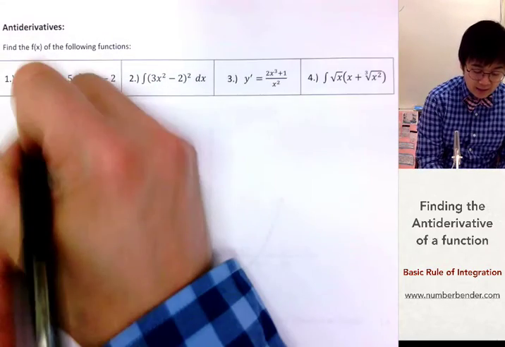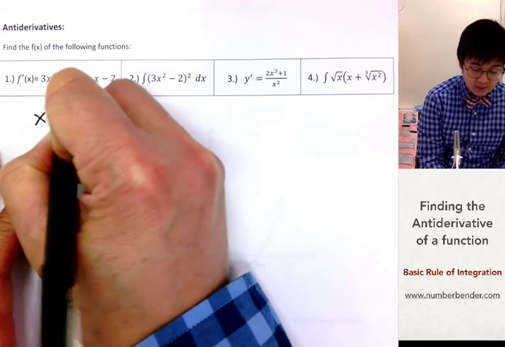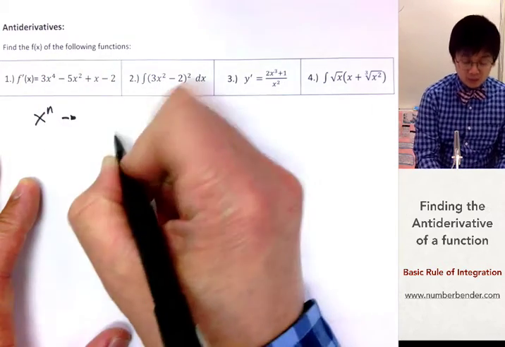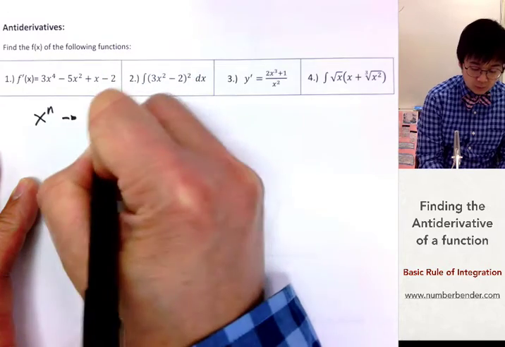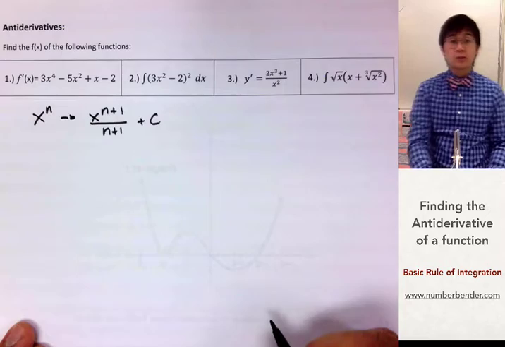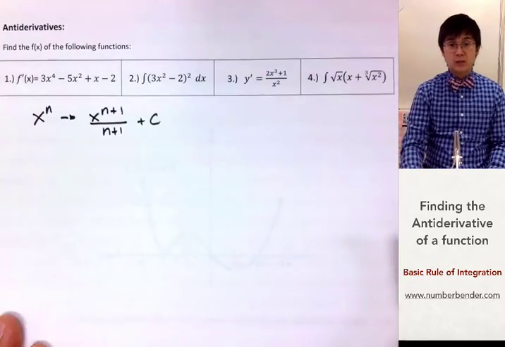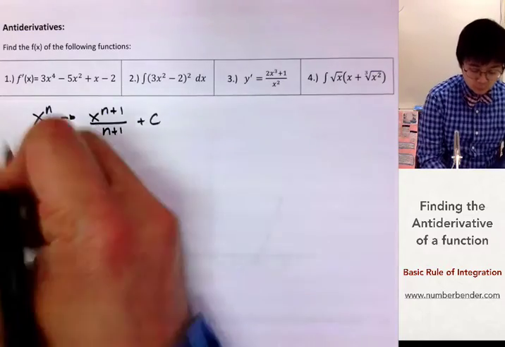So we know that in the power rule of antiderivative, if we have x to the n and we take its antiderivative, it is simply x to the n plus 1 all over n plus 1 plus c. This is the basic rule that we're going to be using in finding the antiderivative for problems 1 up until problem number 4. So let's start with 1.